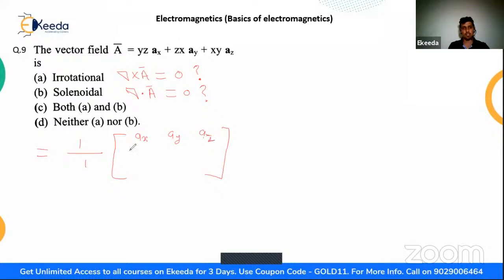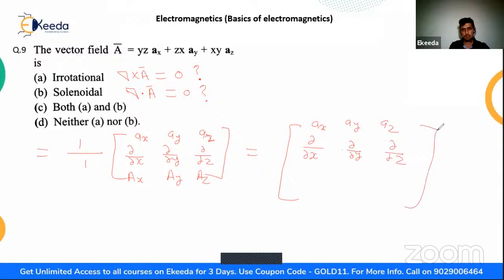They are 1, h1, h2, h3 are 1. This is del upon del u, meaning del upon del x, del upon del v, the second coordinate or second parameter, which is y, and del upon del z, and this is again Ax, Ay, and Az. So we will simply calculate it by putting the values Ax, Ay, and Az: del upon del x, del upon del y, del upon del z.